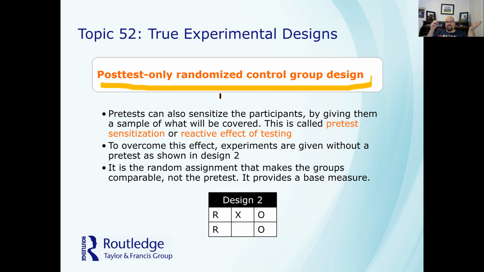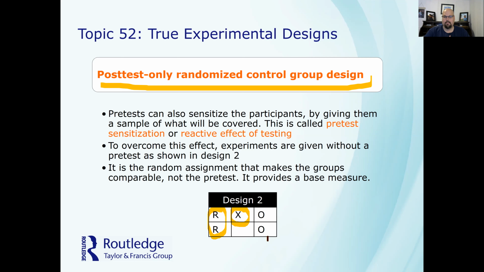Pretests can sensitize the participants by giving them the pretest. It gives them a sample of what they're going to have to do, and they learn from that. People are pretty good at learning from those situations, and that's called a pretest sensitization or reactive effect of testing. Just giving them the materials makes them aware of what they're expected to do. To overcome that effect, experiments are often given without a pretest, as shown in this design, where you randomly assign people to two groups, examine the effect of the experimental condition in one group and no experimental condition in the other, and then you make an observation at the end.